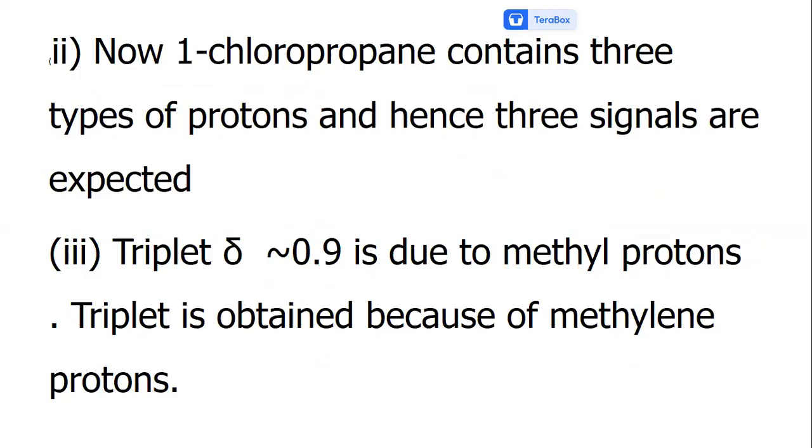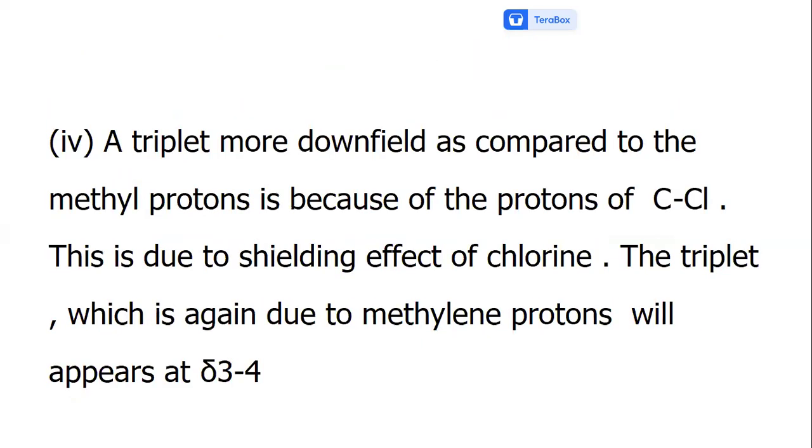Triplet at delta 0.9 is due to the methyl protons. Triplet is obtained because of the methylene protons. The triplet more downfield as compared to the methyl protons is because of the protons next to chlorine. This is due to the deshielding effect of chlorine. The triplet, which is again due to methylene protons, will appear at delta 3.4.